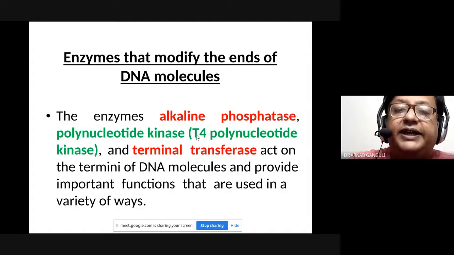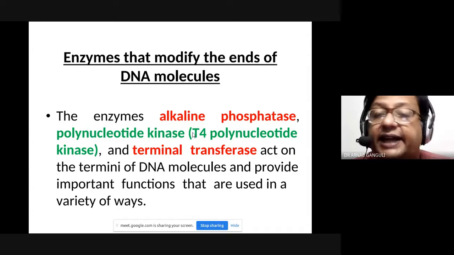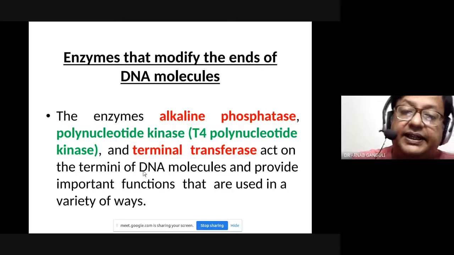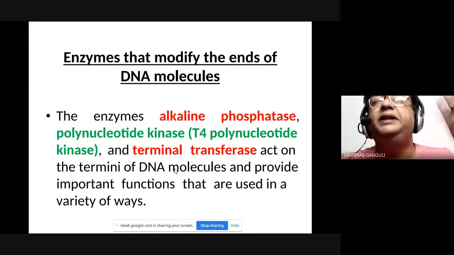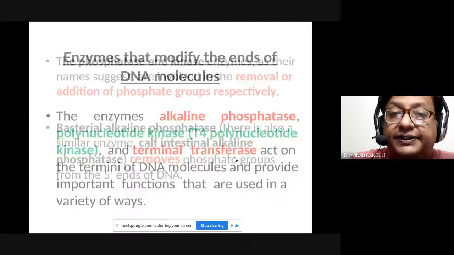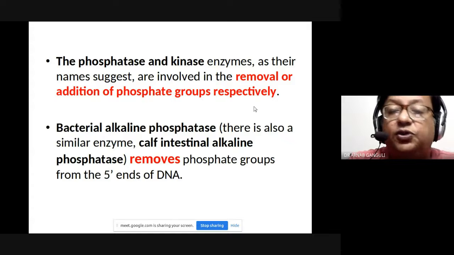And polynucleotide kinase: the opposite of phosphatase is kinase. Kinase adds a phosphate. So if there is no phosphate, it will add a phosphate to the termini, the end of the DNA molecule, and provide important functions that are used in a variety of ways. The phosphatase and kinase enzymes, as the name suggests, are involved in the removal or addition of phosphate groups respectively.